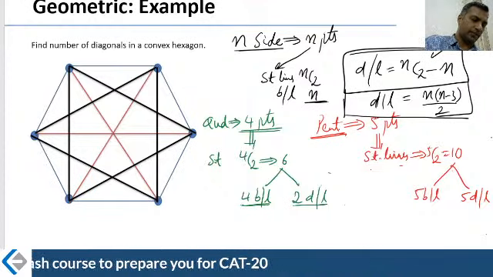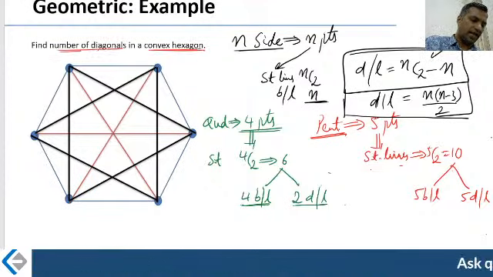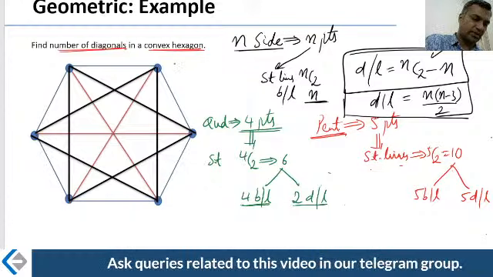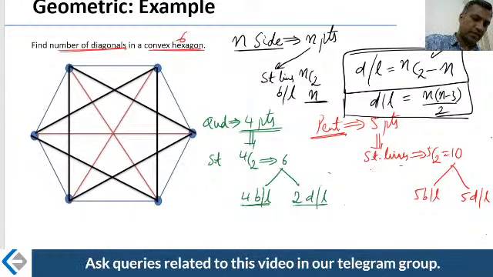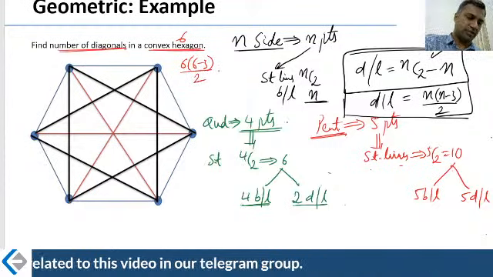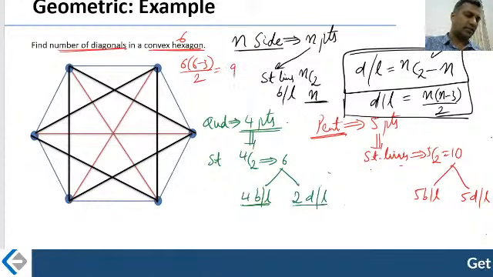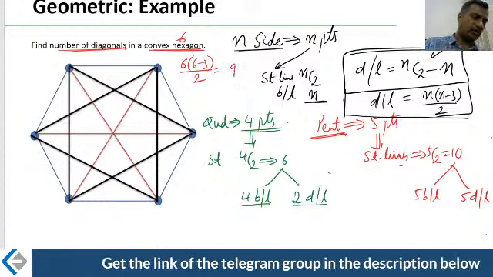So here we go. This is the question. Convex hexagon. Find the number of diagonal lines. What is a hexagon? 6. Therefore, 6 into 6 minus 3 divided by 2, that is 6 into 3 divided by 2, which is 9. There are 9 diagonal lines. That's the answer to this question.